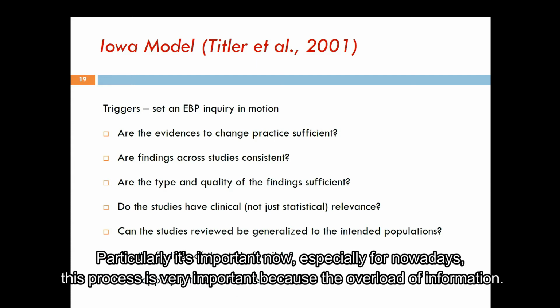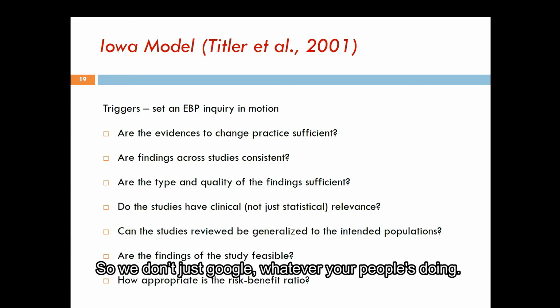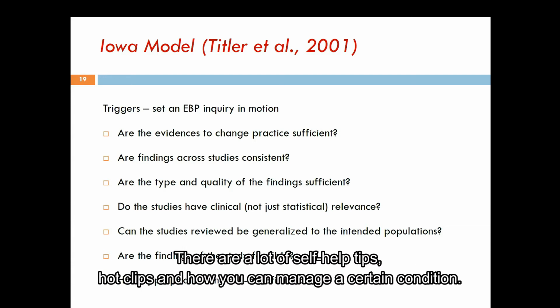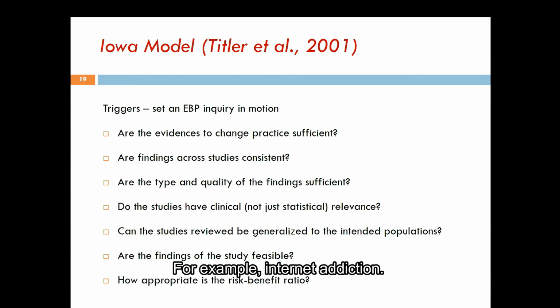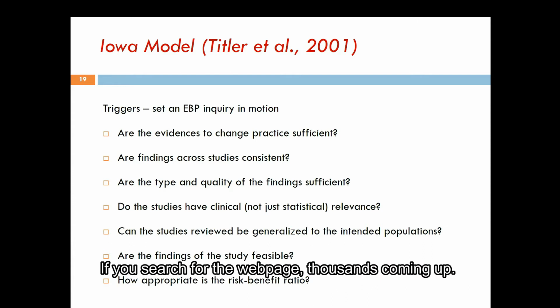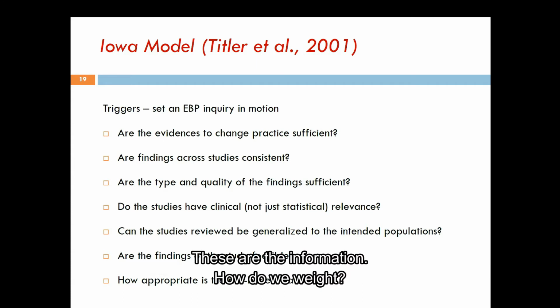Okay? Particularly it's important now, especially nowadays, this process is very important because of the overload of information. So we don't just Google whatever people are doing. Okay, there are a lot of self-help tips and hot tips on how you can manage a certain condition. For example, with internet addiction, you search for the web page, thousands come up. These are the information. How do we weigh?